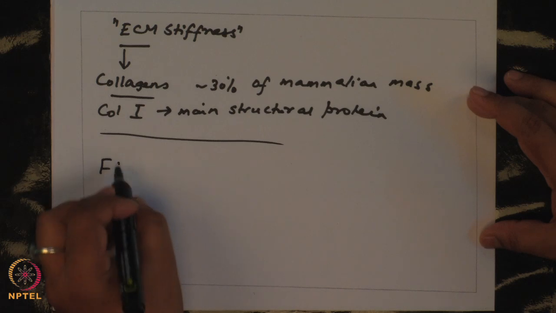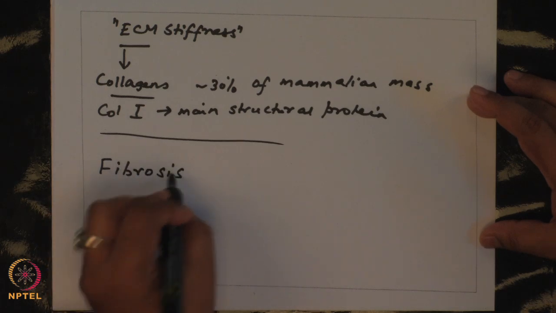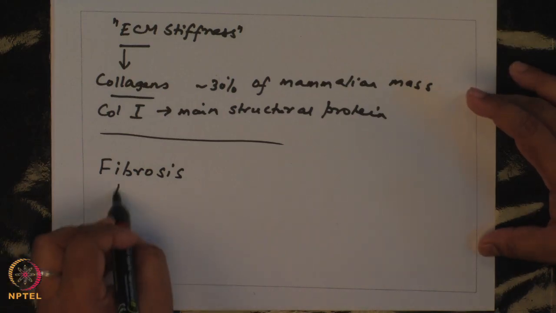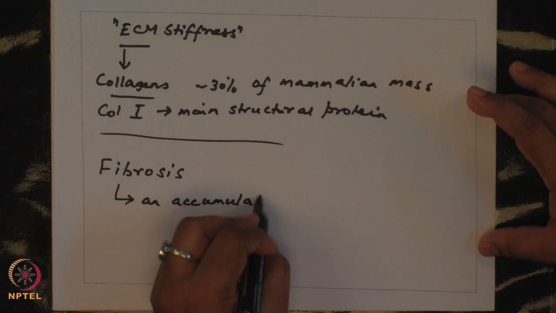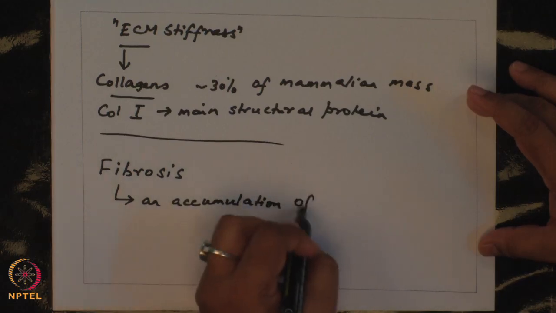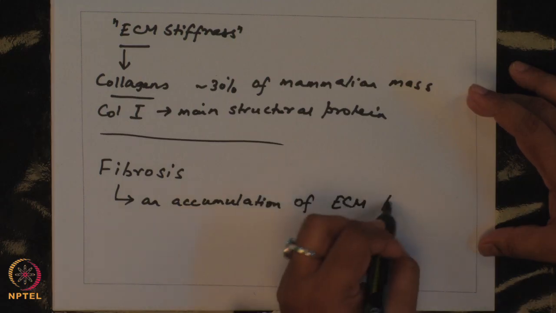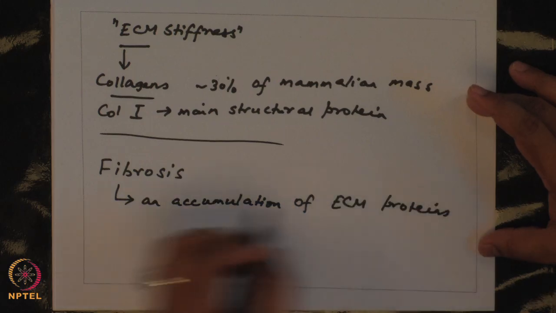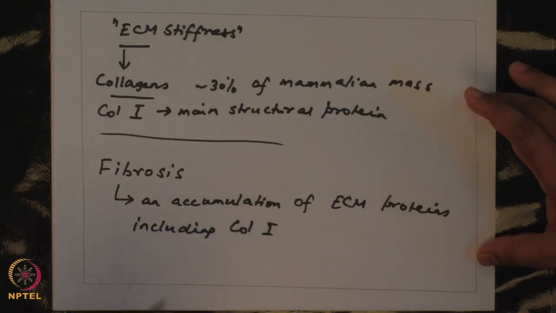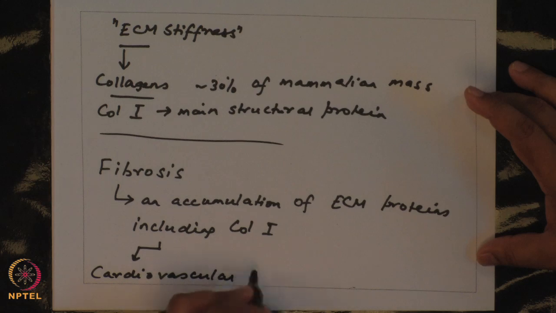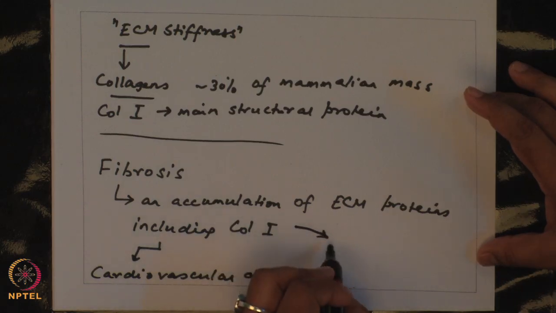You have a host of different diseases which broadly come under the umbrella of fibrosis. So, what is fibrosis? It is an accumulation of ECM proteins, including collagen 1. You have it in cardiovascular diseases, and in cancers.